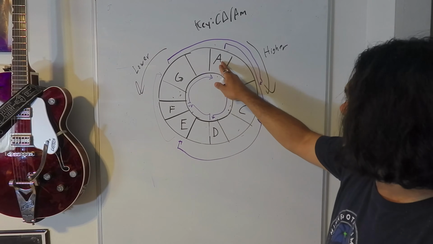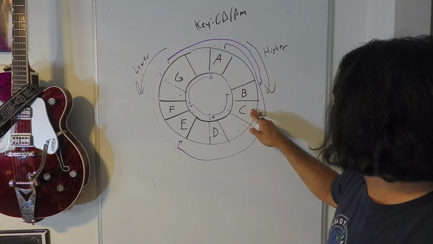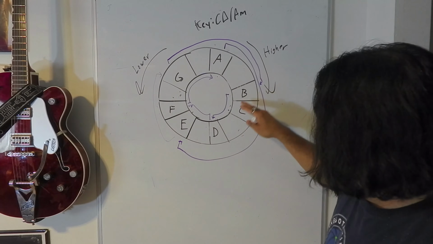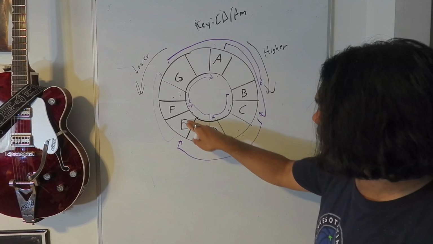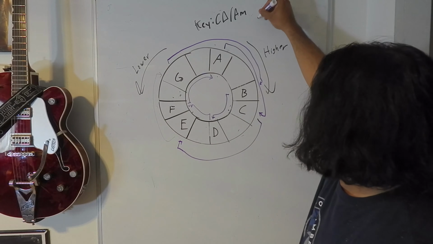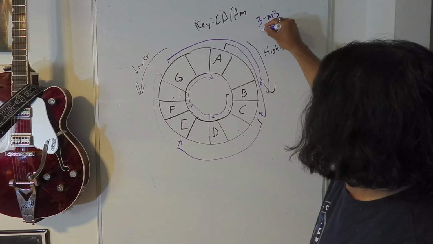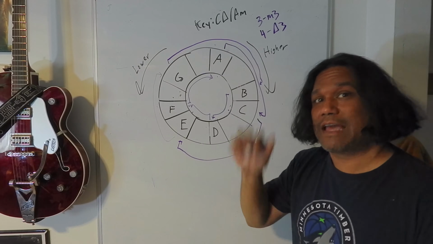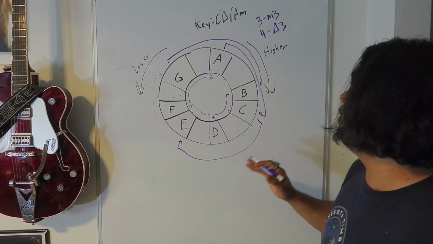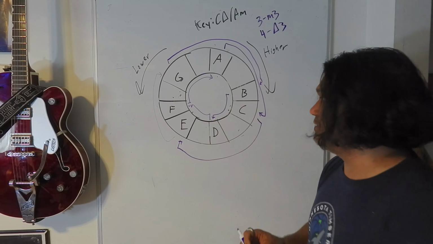Like A to C is going to be A, 1, 2, 3. B to D, 1, 2, 3. C to E, 1, 2, 3, 4. So anytime we have 3 steps, that's going to be a minor third. Anytime we have 4 steps, that's going to be a major third. I realize a lot of people use a capital M for major and a small m for minor. I tend to use a triangle just so I can see the difference at any scale.